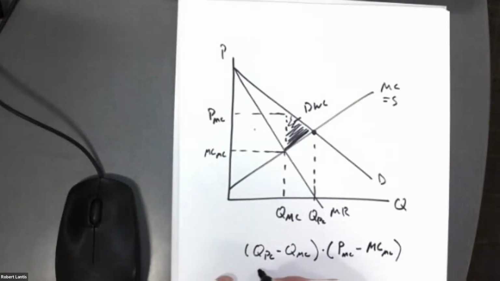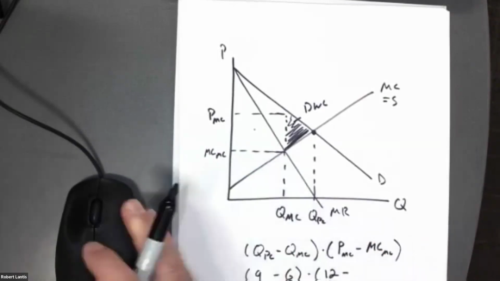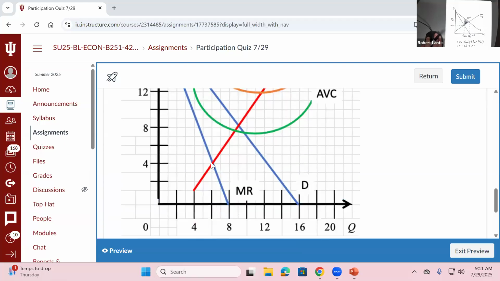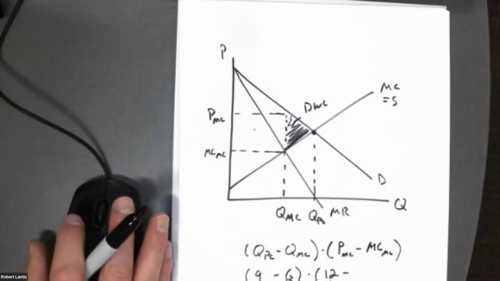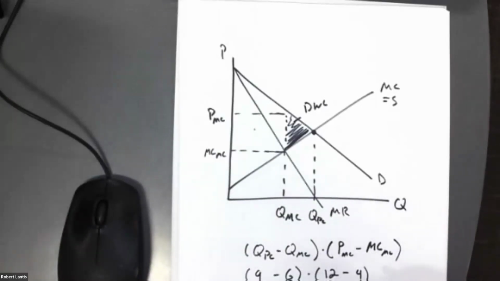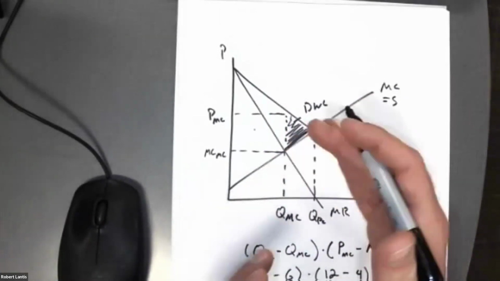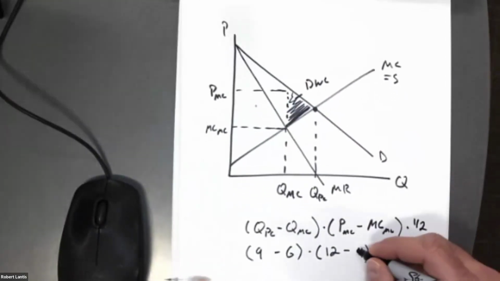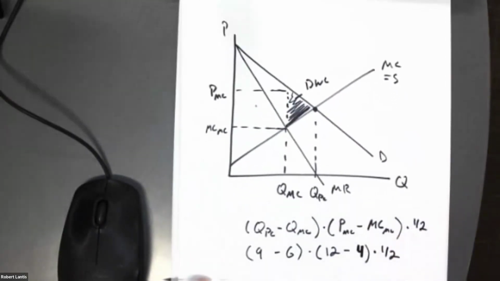So we said before this was going to be 9. This was 6. We set a price of 12. What is the marginal cost of the monopolistically competitive firm at that quantity of 6? Right here, it was going to be 4. So we would plug in 4. And it's the area of a triangle, right? We have a linear demand and marginal cost curve, so we always multiply by 1/2. Okay. This isn't a 9, just to be clear, this is a 4.